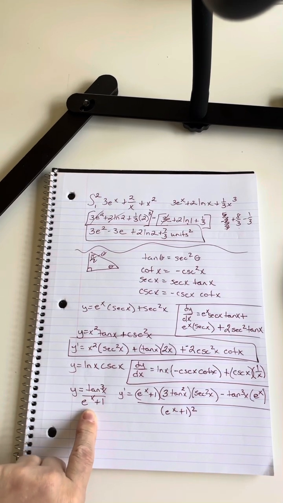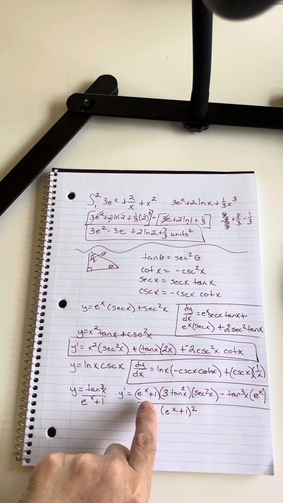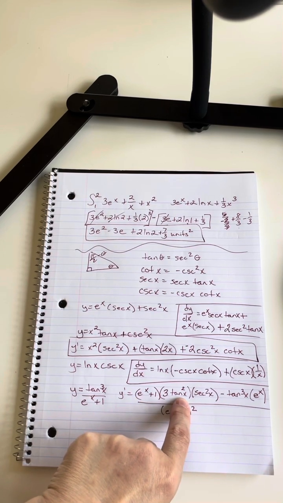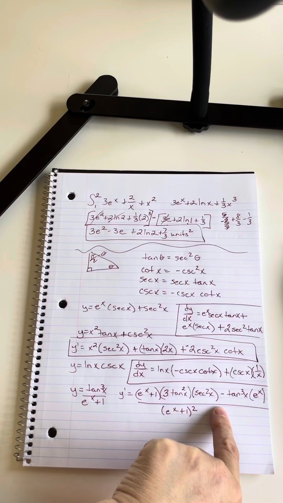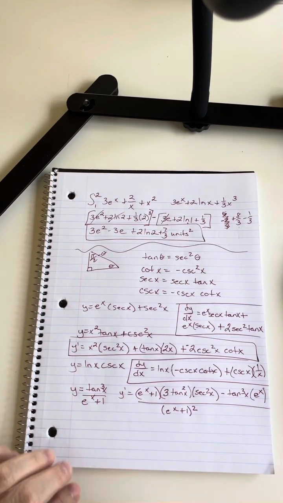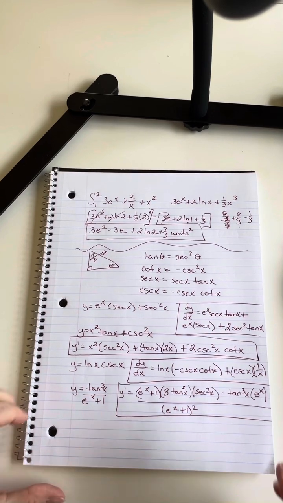All right, so now 3 should be in front of the e to the x plus 1 and the tangent squared and the secant squared minus, and the e to the x should be in front of the tangent cubed, but there we go. Now part B. Whew!